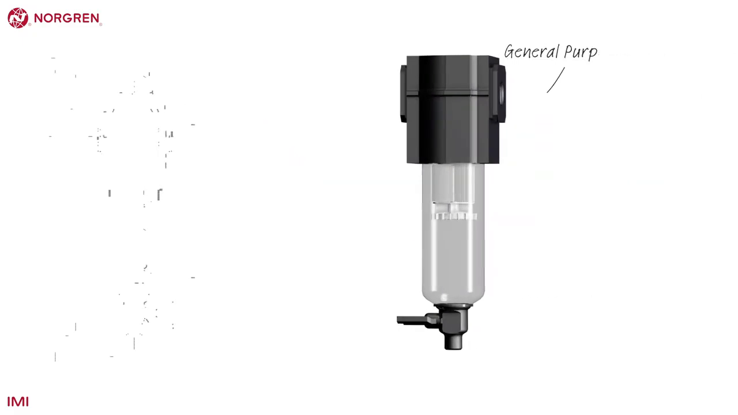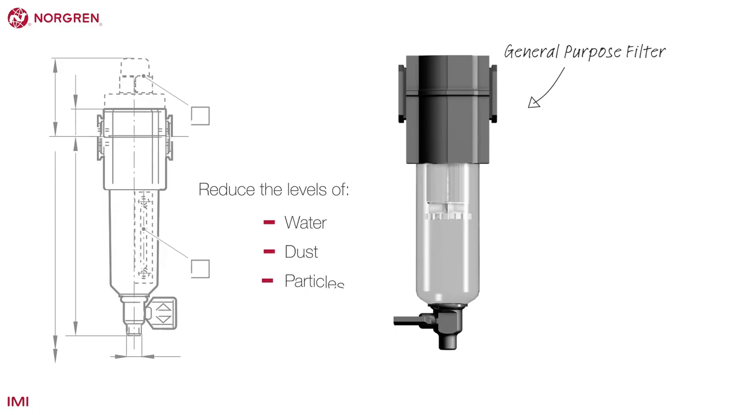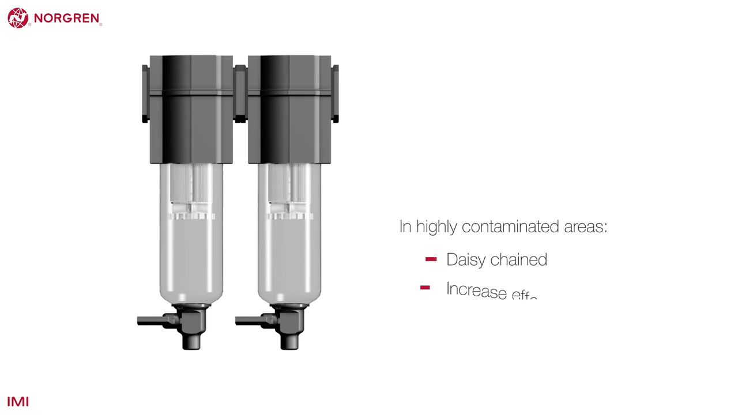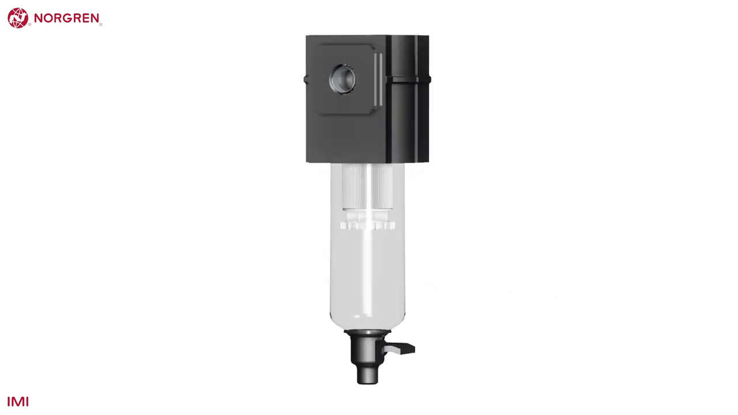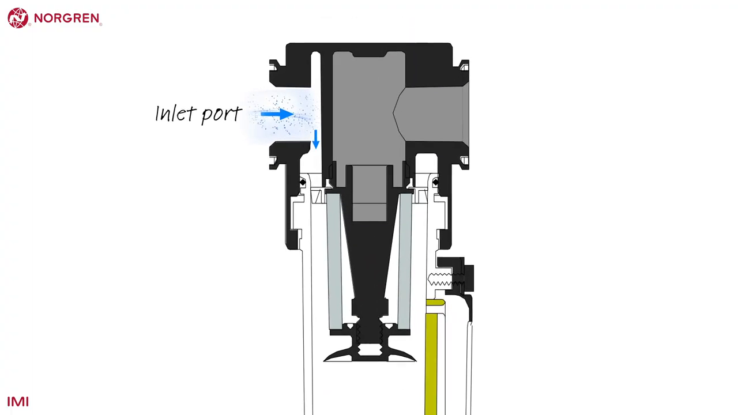A general-purpose filter can be used to reduce the levels of water, dust, and particles in compressed air. In particularly contaminated areas, they can be daisy-chained to increase effectiveness. Let's see how it works. The air enters the inlet port on the left before it hits the solid wall and is directed downwards. Any very large particles or water droplets will lose their momentum as they hit the wall and fall into the bowl below.